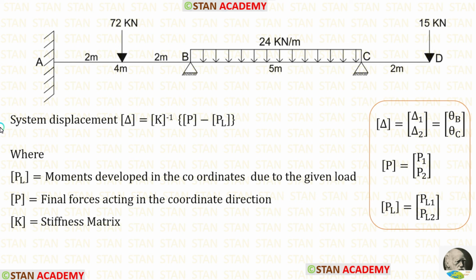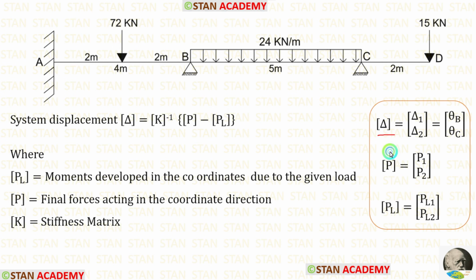Now let us see the formula to calculate the slope values. System displacement delta matrix is equal to K matrix inverse into P matrix minus PL matrix. PL matrix is the moments developed in the coordinates due to the given load. P matrix is the final forces acting in the coordinate direction. K matrix is the stiffness matrix.